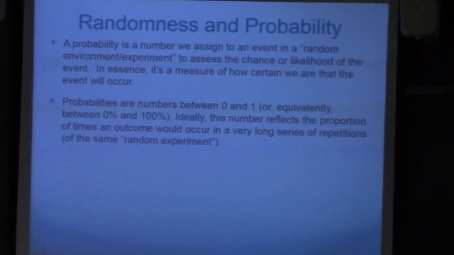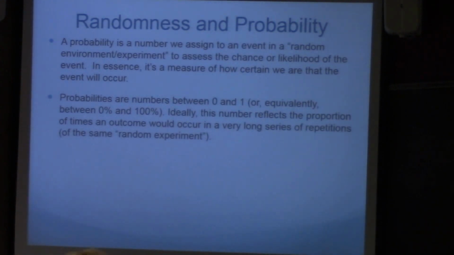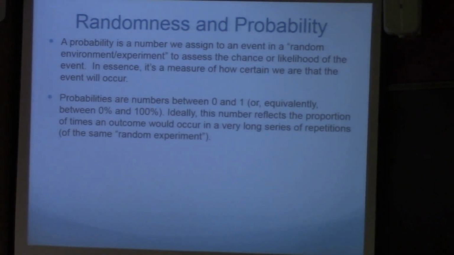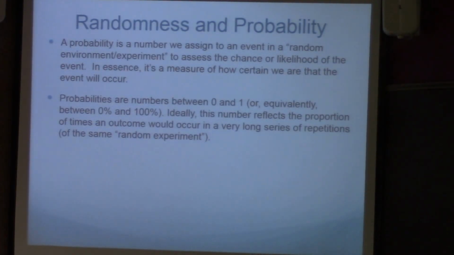All right, so probabilities are numbers between 0 and 1, or as percents between 0% and 100%. Ideally, this number reflects proportion of times an outcome would occur in a very long series of repetitions. Now, we don't always do it that way. It's not always a random experiment where it's a repeatable environment like coin flipping.